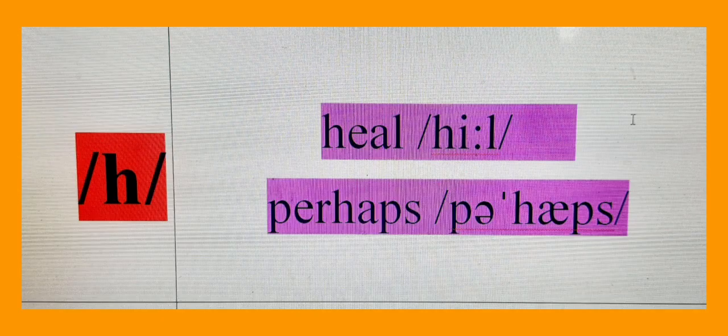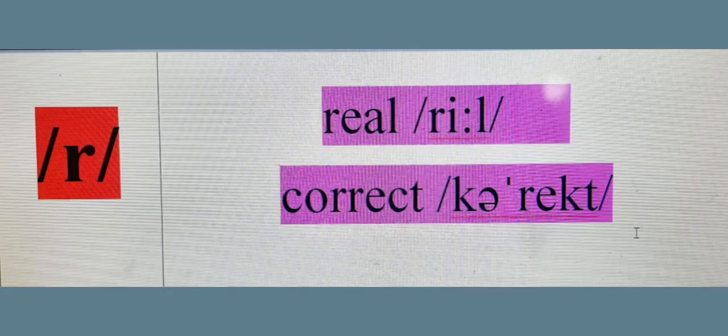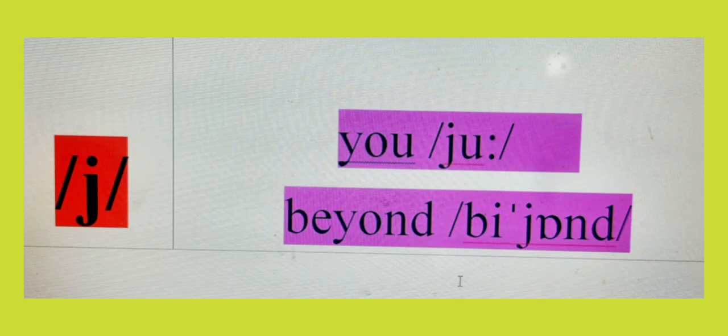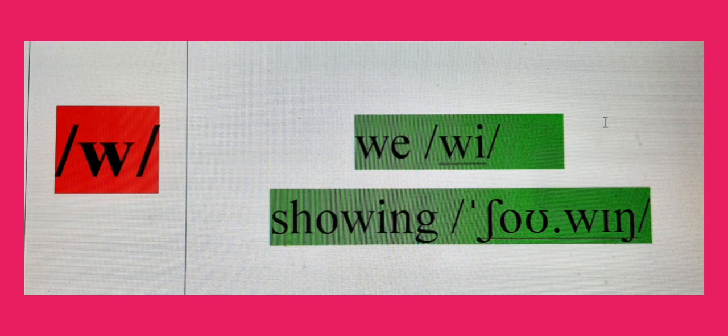Okay. So ha sound, ha, hill, perhaps. Okay. This is quite difficult sound, that British and American r sound, raw, real, correct. And this is ya sound. I mean, you, beyond. And the last sound is wa sound, like we, showing.